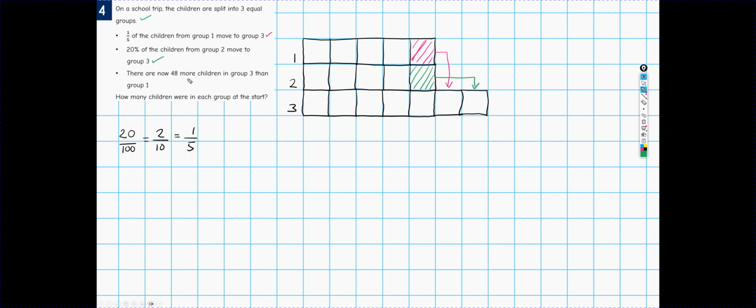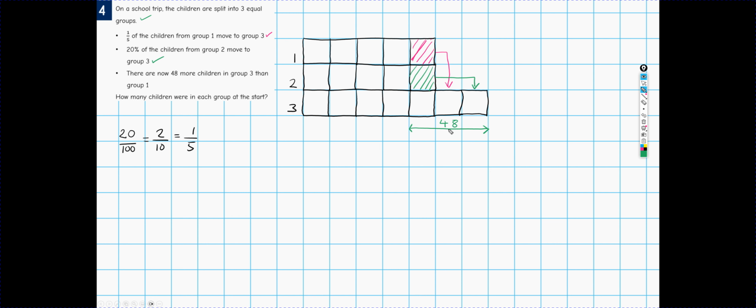There are now 48 more children in group 3 than in group 1. Okay, so how many children are in group 1? Well, that is here. Okay, so that aligns with here. And how many children are now in group 3? Well, that goes all the way to here. And what are we told? Well, we're told that this has a value of 48. So what we can see then is 48 is equivalent to three of these equal parts.